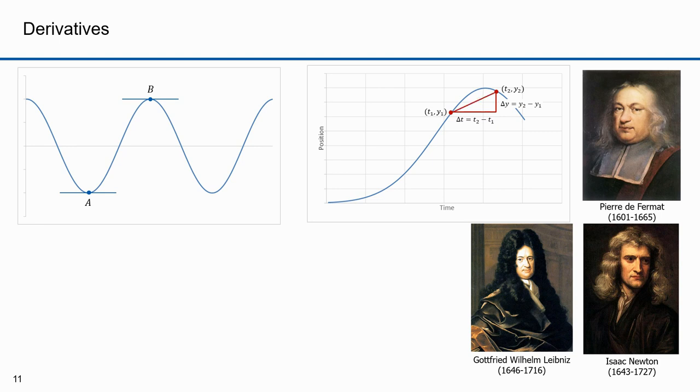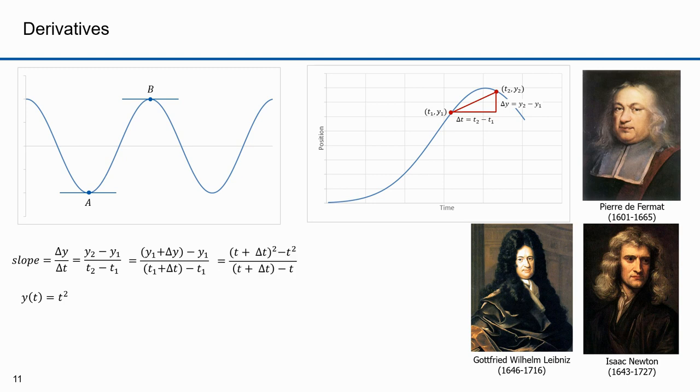And here's the chord that connects the two points. The slope of this line is delta y over delta t. Delta y is y2 minus y1, delta t is t2 minus t1. We can express the same thing this way. This should look familiar. Let's say our function is y of t equals t squared. That doesn't correspond to the curve above. I'm doing this to illustrate a point.